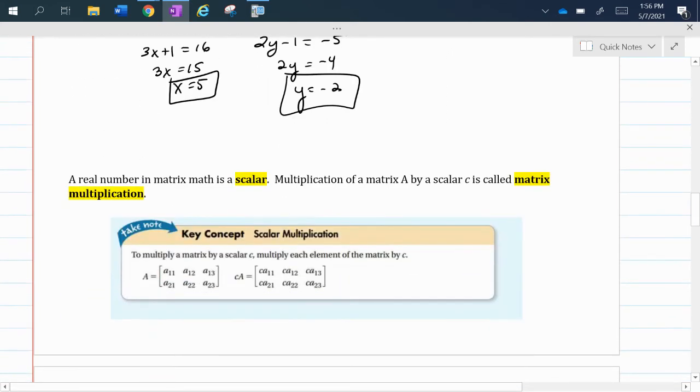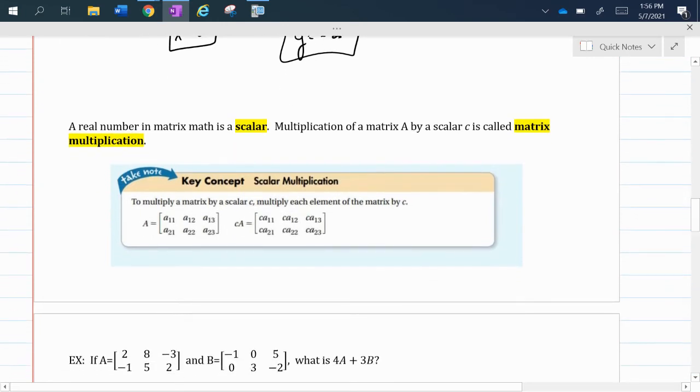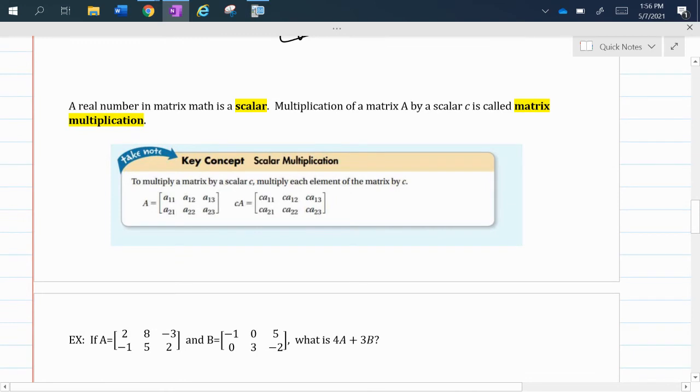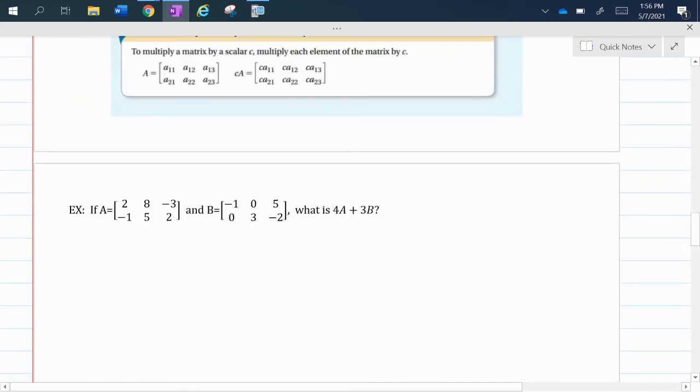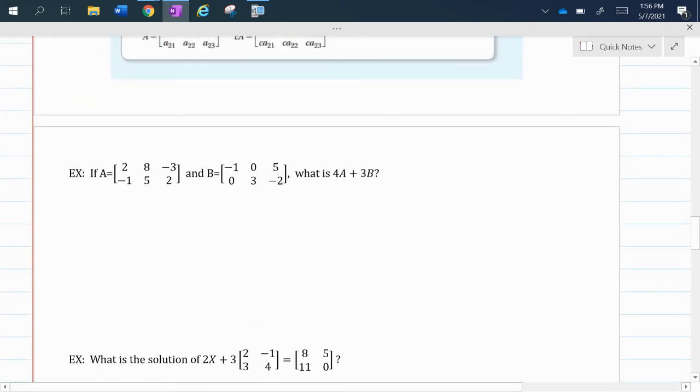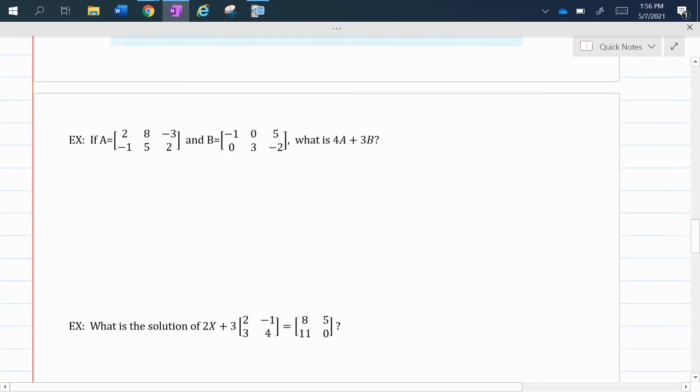A real number in matrix math is called a scalar. Multiplication of a matrix by a scalar, c, is called scalar multiplication. So if we want to multiply a matrix by, let's say, 4 or 5, we just multiply each entry by the scalar. That's all we do. So let's look at the example. We've been given matrix A, and we've been given matrix B. And we want to know what is 4 times A plus 3 times B.